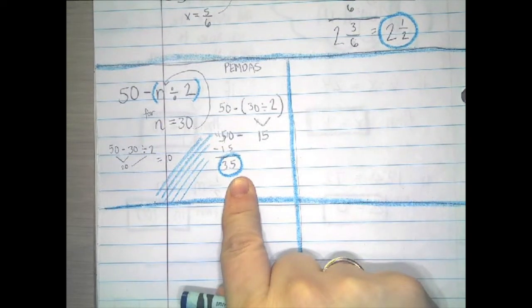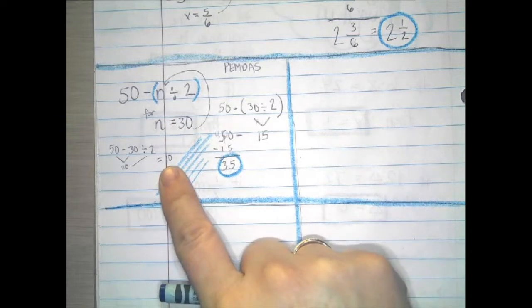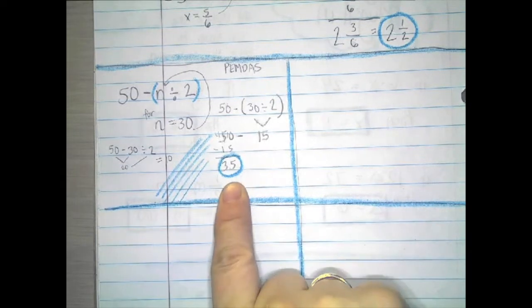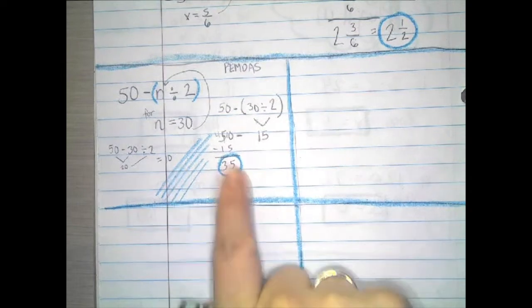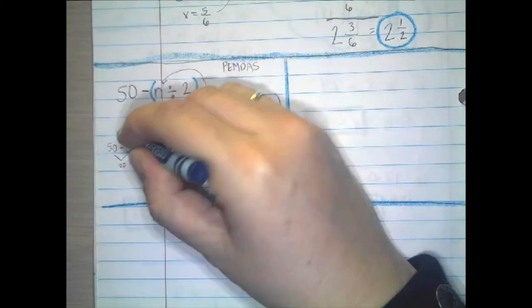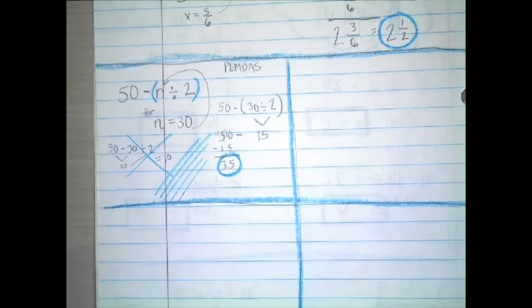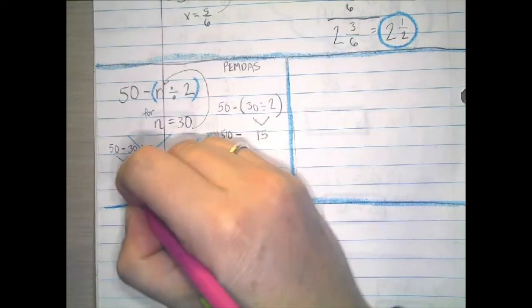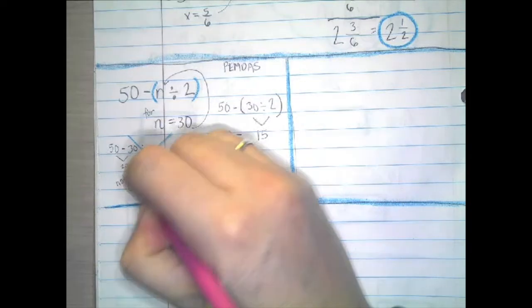Is 10 the same answer as 35? No, very different. In fact, if I said to you, you have 10 total self-starts to do this week, or if I said, you have 35 total self-starts to do this week, very different. So that is not correct because it did not follow the order of operations. Not correct.